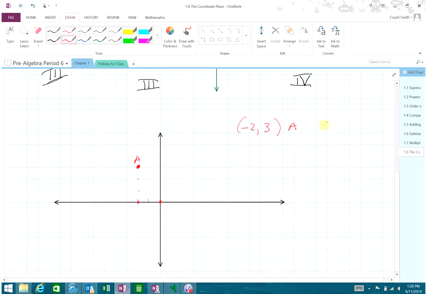So if I had 4 and -6, and we're calling that point B. Well, 4 and -6 would be start here. Start here, we go 1, 2, 3, 4. Then we go down -6. 1, 2, 3, 4, 5, 6. And that would be point B.